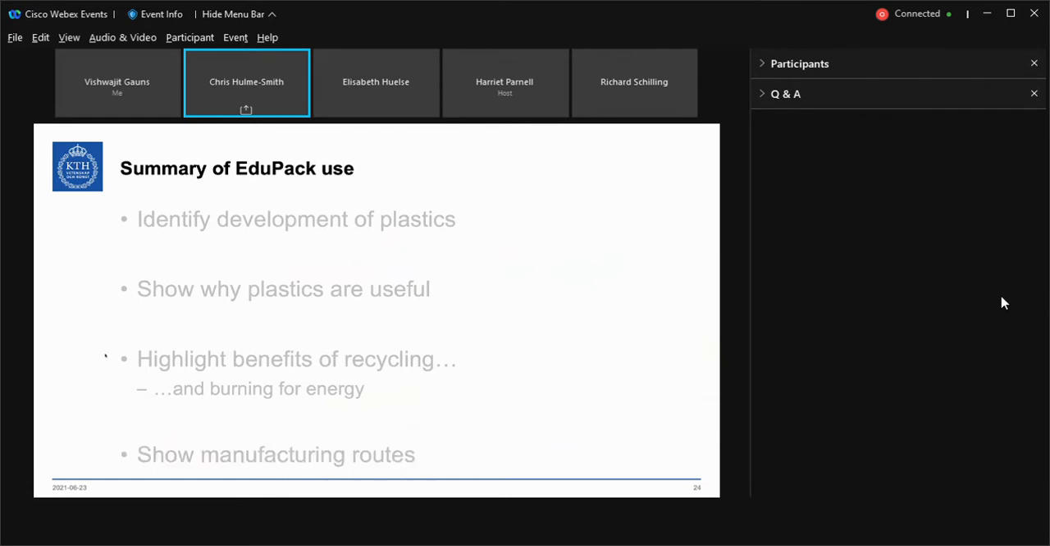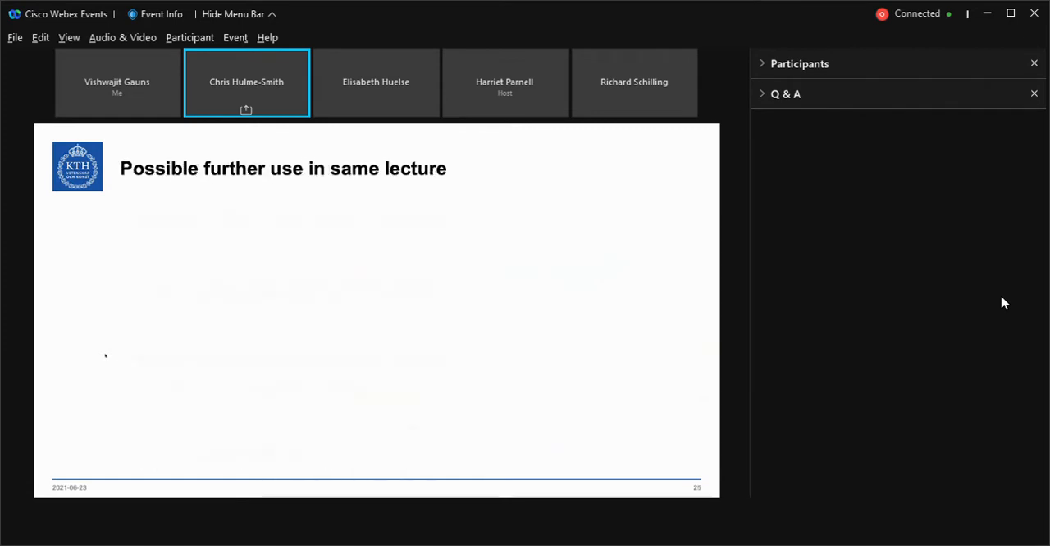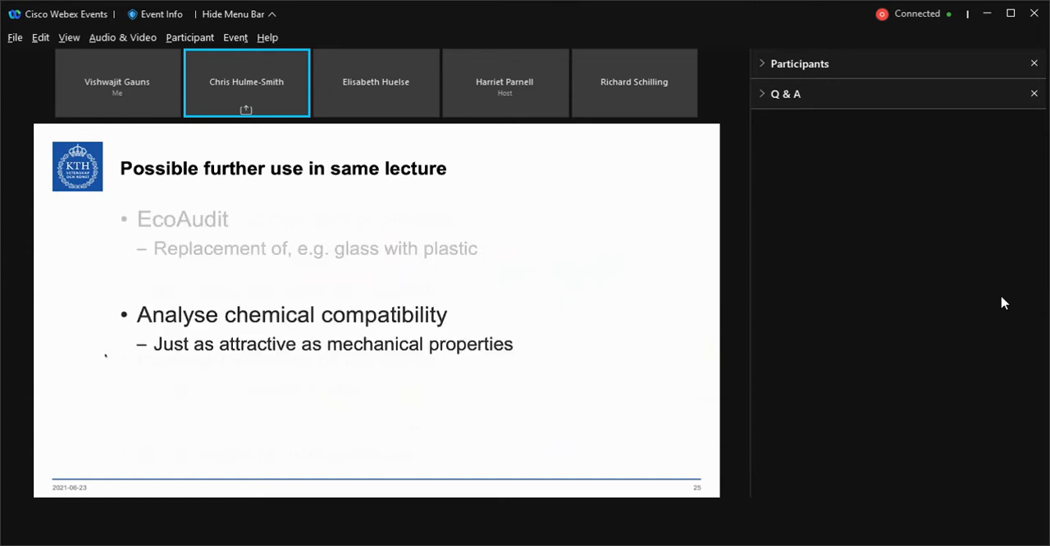If I did have more time and I wanted to deepen the use of EduPack, for example, I could start using things like eco-audit, replacing glass or metal containers with plastic containers. And there are some case studies of this. I assume they're still available from the Education Hub, or the case study about replacing steel with reinforced composite in a truck, for example. Look at chemical compatibility, also information that's available in the database.